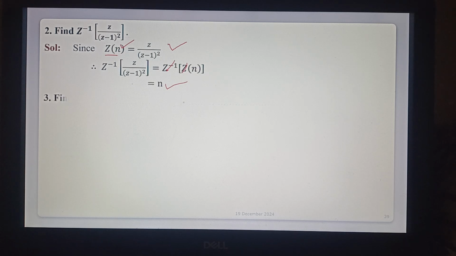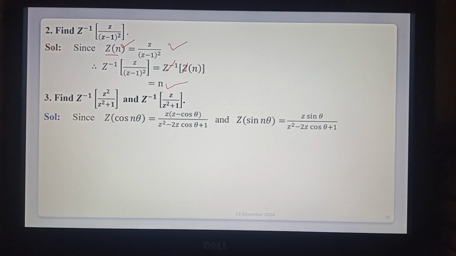Okay, third example here. Find Z inverse of z square by z square plus 1 and Z inverse of z by z square plus 1. We already know the basic formulas in Z transform. Z transform of cos n theta is equal to z into z minus cos theta by z square minus 2z cos theta plus 1. Similarly, Z transform of sin n theta is equal to z sin theta by z square minus 2z cos theta plus 1.